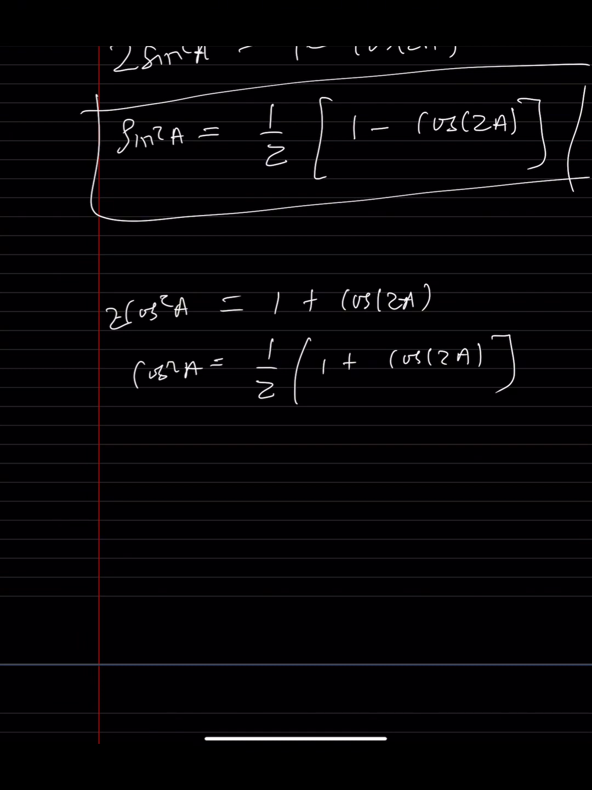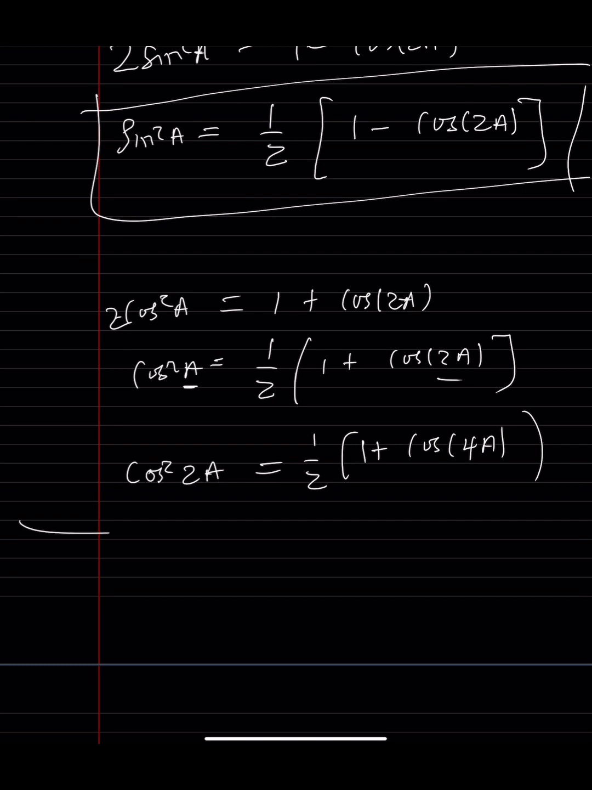In case you don't meet something like this, and whatever is inside here is a multiple of this, you just have to change this. So if I get a question like cos squared 2A, my resultant answer is going to be 1 over 2 into bracket 1 plus cos 4A. As simple as that. So these are very important identities that you must know.